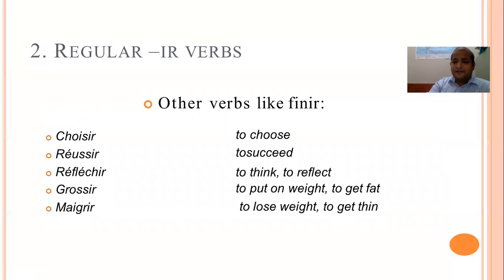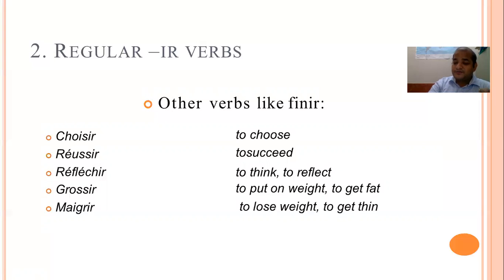So the verbs like finir are choisir. Choisir, to choose. So how will you conjugate with je? It will be je choisis. Tu choisis. Il, elle choisit. Nous choisissons. Vous choisissez. Ils, elles choisissent. All right. So other verbs like choisir, we have réussir, which is to succeed.